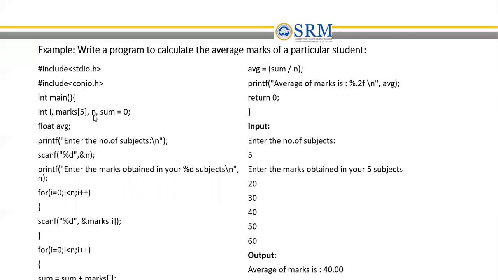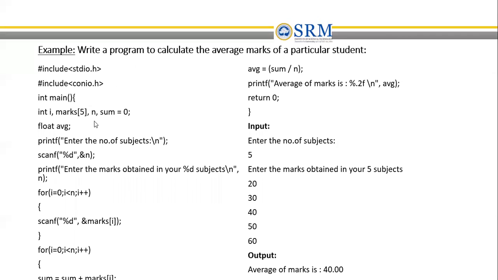And n is the number of elements or subjects you are going to take. And sum, because initially we are going to calculate the average. For average, you need the sum actually. You need the sum because initially we do not know what the sum will be. So you will initialize the sum as 0. Then only can you keep on adding the numbers one by one to this particular 0.